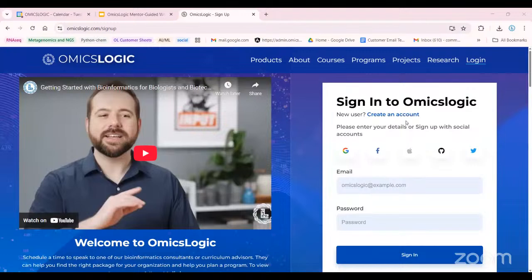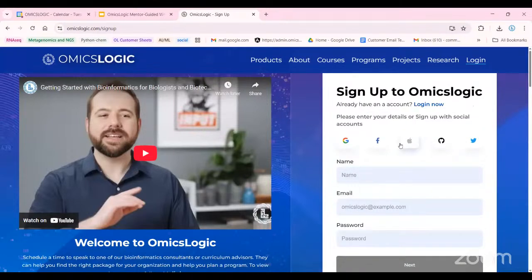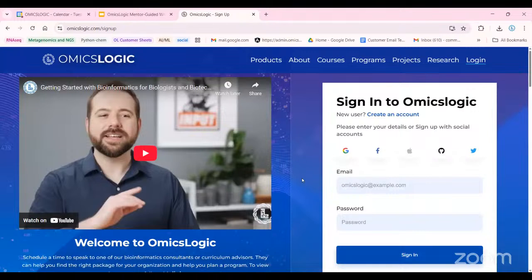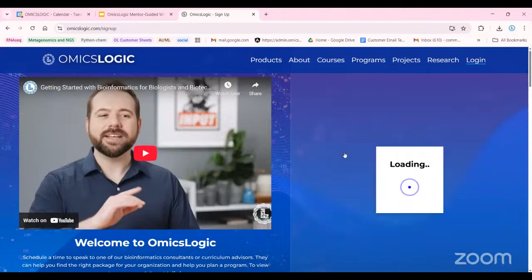like so. So you can just click on create an account, enter your name, email ID, password, and create an account. Or you can also log in using any of your existing social media handles. So if you already have an account, just click on login now, enter your existing email ID and password, and then you can log in. So I've already created an account, so I'll just proceed with my existing Google account.